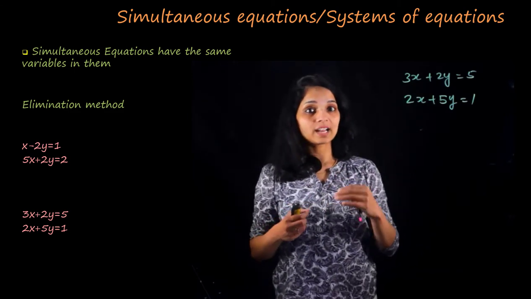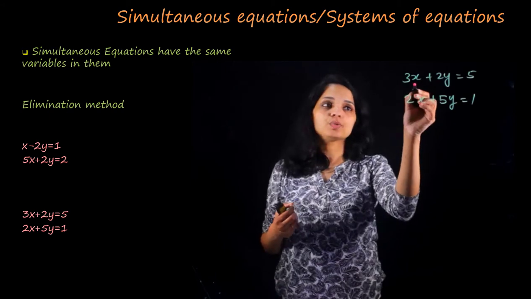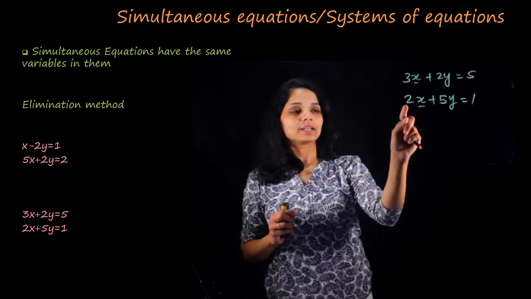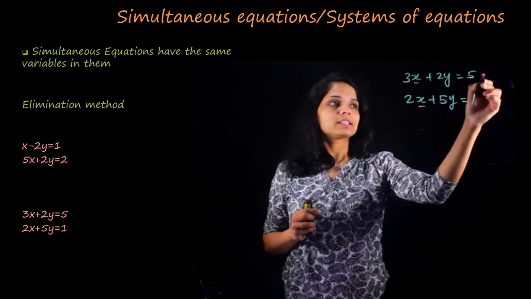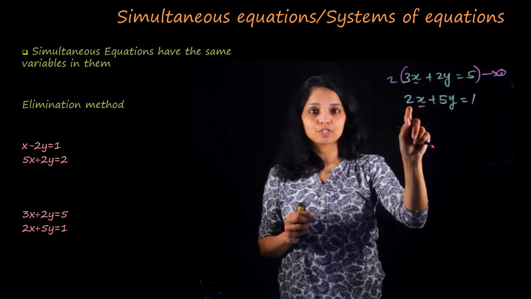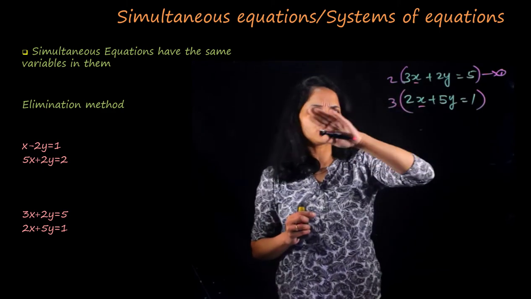First of all, decide which coefficient you need to be similar. So this one, I'm going to choose x. I need the coefficients of x to be the same. This is 3 and this is 2 in here at the moment. So what I'm going to do is, this is my first equation. I'm going to multiply this equation by 2, which is the coefficient here, and multiply this equation by 3. So whatever you do, do it to the whole equation.